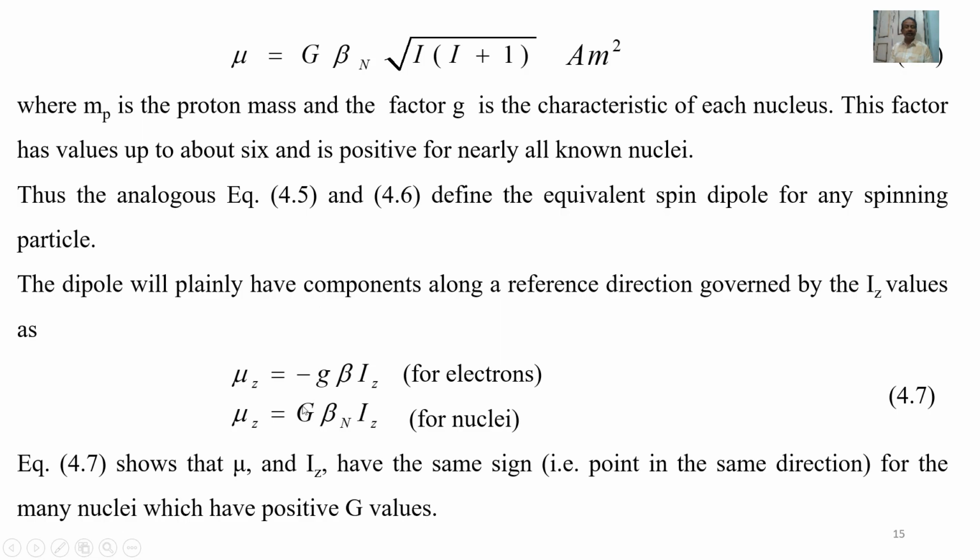So mu z, the dipole moment for the electron, is given by this expression. The dipole moment for the nuclei is represented by this expression. So equation 4.7 shows that mu and Iz have the same sign, they point in the same direction for the many nuclei which have positive G values.